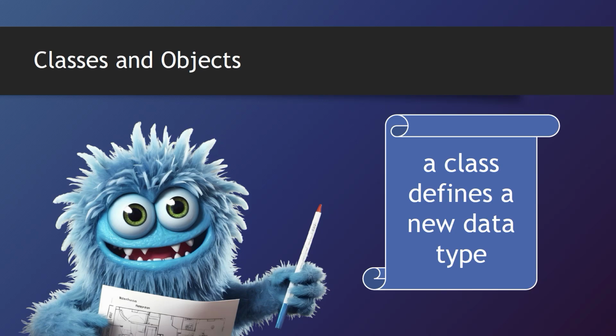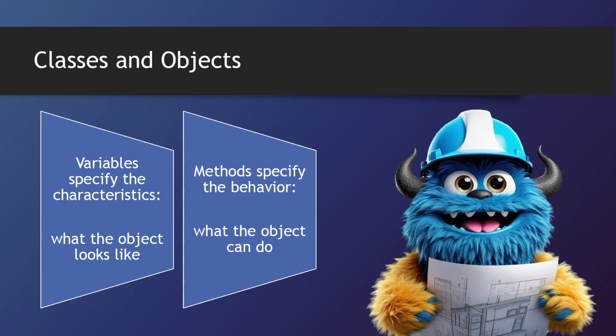So the class is like the blueprint, and the objects are like the houses built from that blueprint. Or the class is like the recipe, and the objects are the cakes baked based on that recipe. A class defines what an object looks like, the object's characteristics. It does this by specifying the instance data variables. A class also defines what an object can do or what actions can be done to the object, its behaviors. It does this by specifying methods.